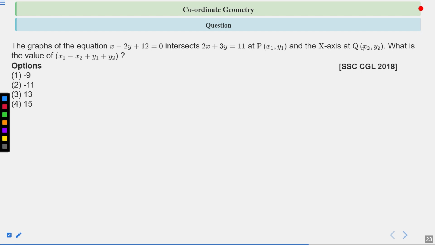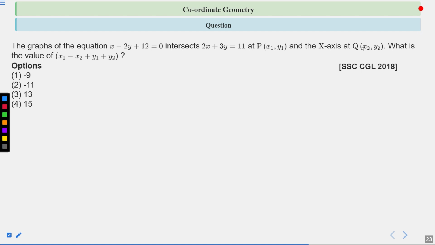The graph of the equation x minus 2y plus 12 equals 0 intersects 2x plus 3y equals 11 at P(x1, y1) and the x-axis at Q(x2, y2). What is the value of x1 minus x2 plus y1 plus y2? This question was asked in the SSC CGL 2018 exam.